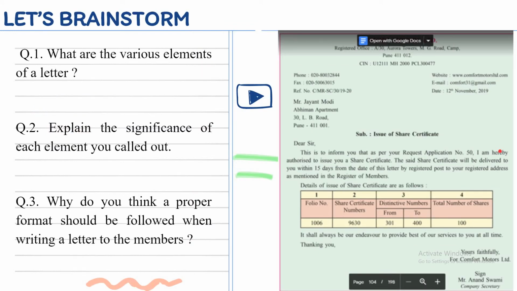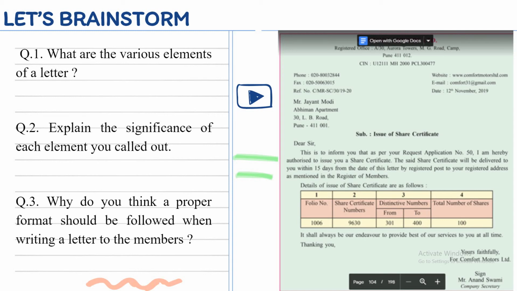So let's brainstorm, students. I have again displayed the same letter on the right hand side. So my first question to you all is, what are the various elements of a letter? What are the various elements which you can see in this letter? So all the students would start answering for this question about the various elements, that is salutation, the subject, the date, the website, the company address, the CIN number.